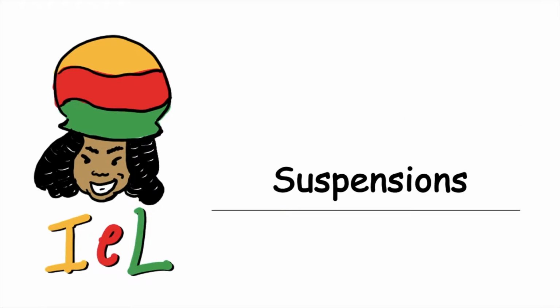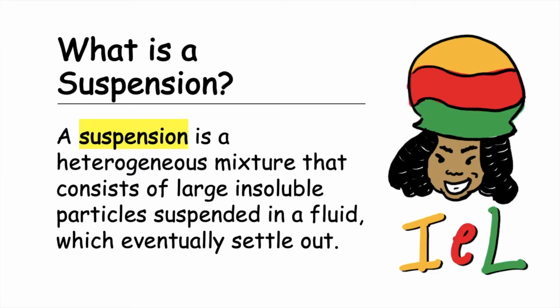We will start with suspensions. Therefore, we need to know what a suspension is. And the definition states that a suspension is a heterogeneous mixture that consists of large insoluble particles suspended in a fluid which eventually settle out.